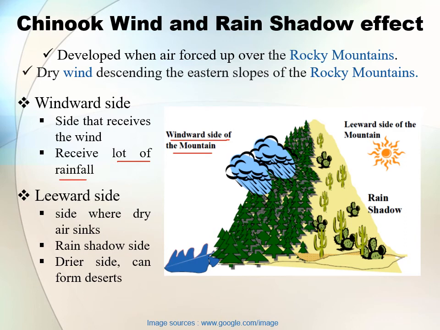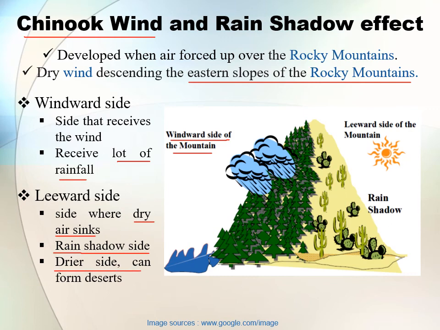So the leeward side, or downstream side, of this Chinook wind is the side which faces dry air and almost no rainfall, so that zone is known as the rain shadow zone, and the drier side can often form desert. So an extremely dry situation is found in the continental part of the Rocky Mountains.